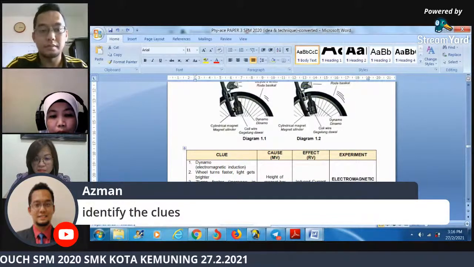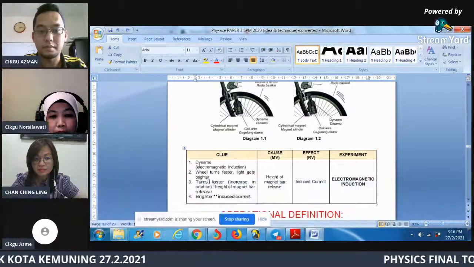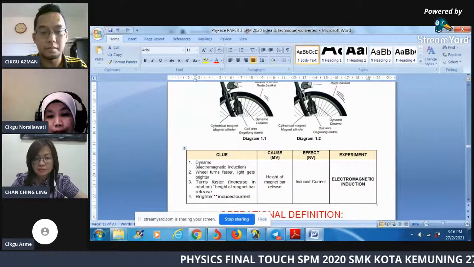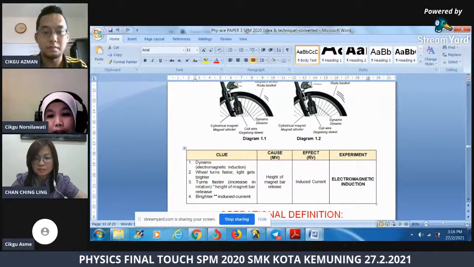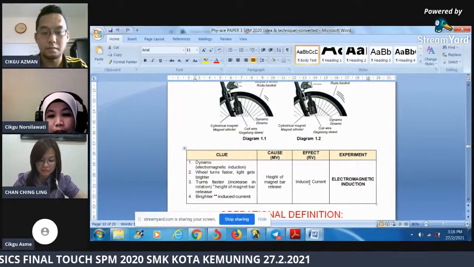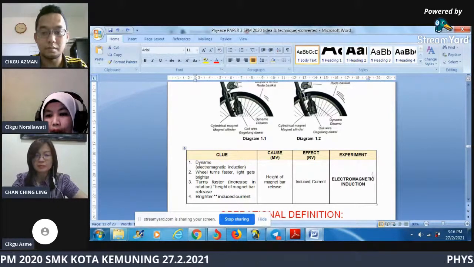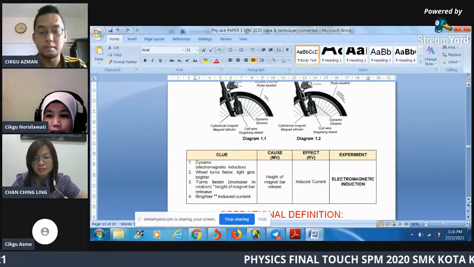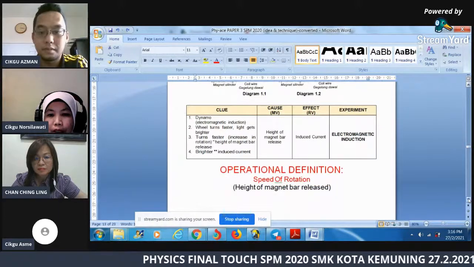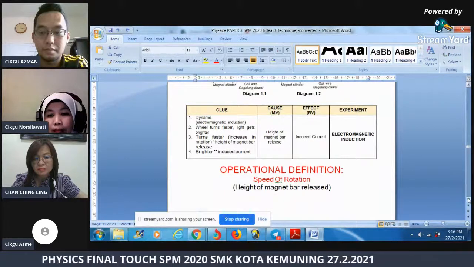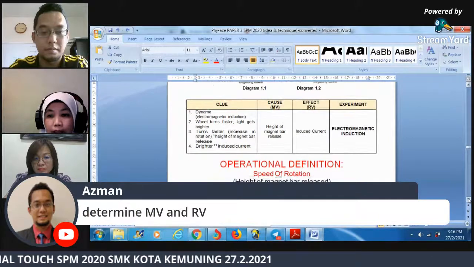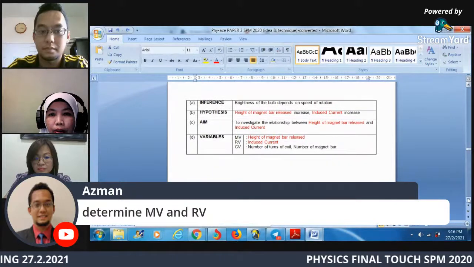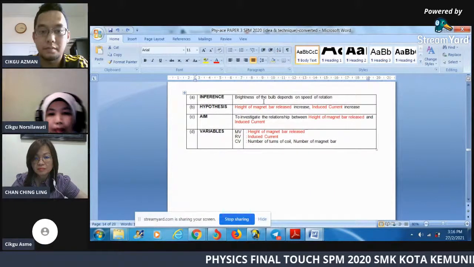So how are we going to see the dynamo turning faster? By the height of the magnet bar released. And the effect is the responding variable, the induced current. So automatically we know this is the experiment of electromagnetic induction. Let's see the operational definition here: speed of rotation is the height of the magnet bar released. So let's start with the inference.